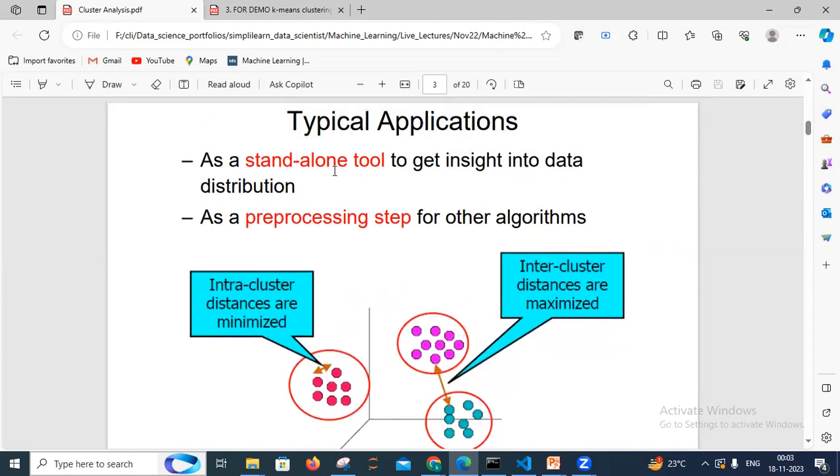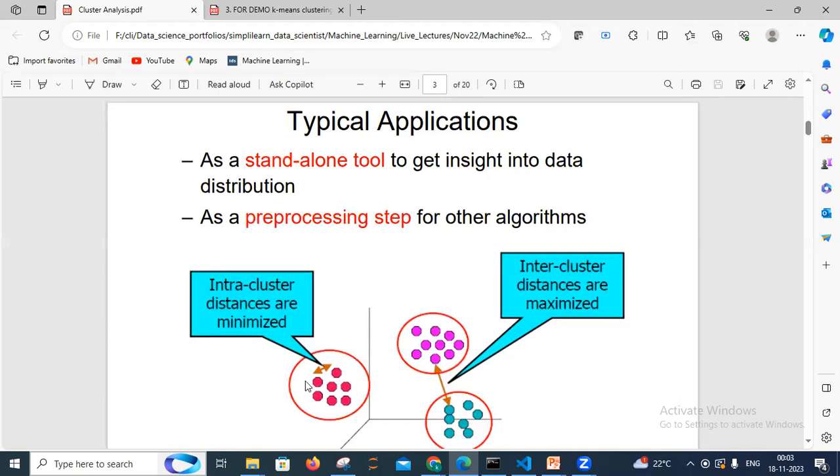So as a standalone tool to get insight into data distribution, you can say this is a group of data, right? The different colors, each is a group of data. First is intra-cluster. Intra-cluster means within. Inter-cluster means between two. You can see the arrow points, right? This is one cluster, this is another cluster, and the arrow sign is the distance between them. You can see the arrow point, right?